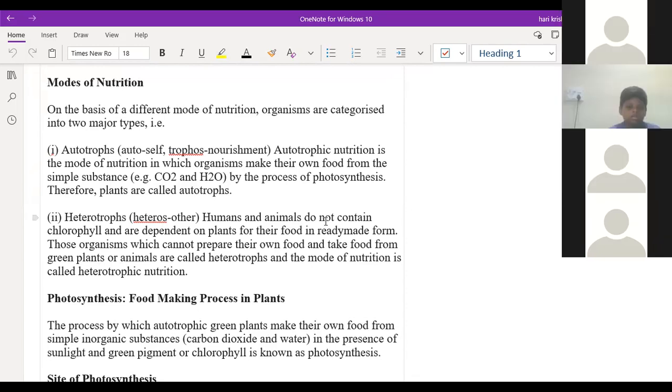Not all plants can prepare their own food. Venus flytrap and pitcher plant are dependent. They are heterotrophs. Again, we have different types of things.